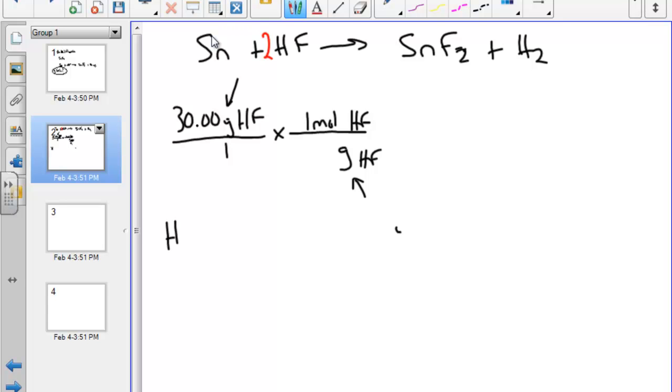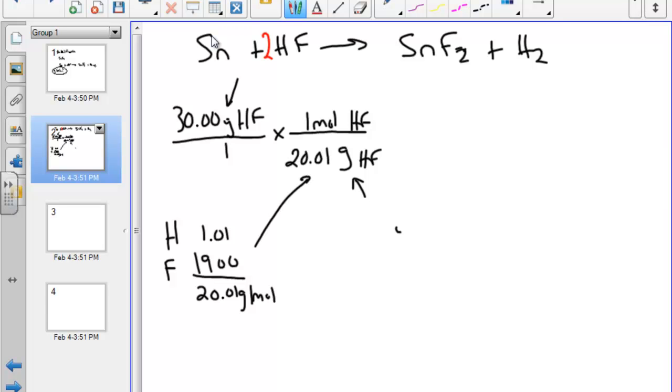Well, H is 1.01, and F is number 9 on the periodic table, 18.998, which rounds to 19.0, and there's only one of each of those. So 20.01 grams per every mole. So that goes here, 20.01. So now I have a division problem. That's going to give me moles of HF. And then, since I have moles of HF on the top, moles of HF has to go in the bottom. And now I can use a ratio.